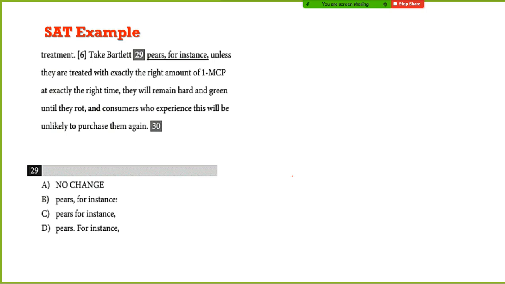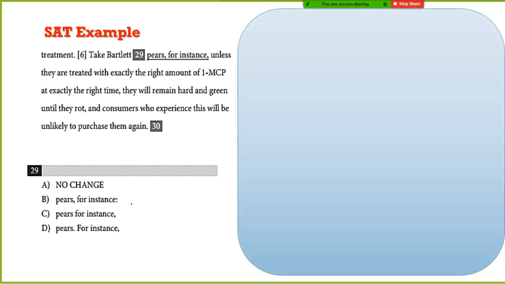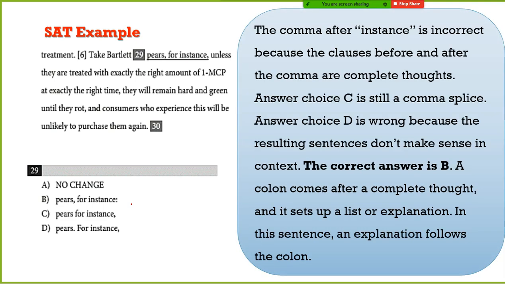What is the correct answer? It would be B. Why? Take Bartlett pears, comma, and for instance, semicolon or colon, because it's two complete sentences, and the comma before the semicolon is because it's an introductory phrase. What is the introductory phrase? Take Bartlett pears. Oh, yes, okay. This is an introductory phrase. Yes.